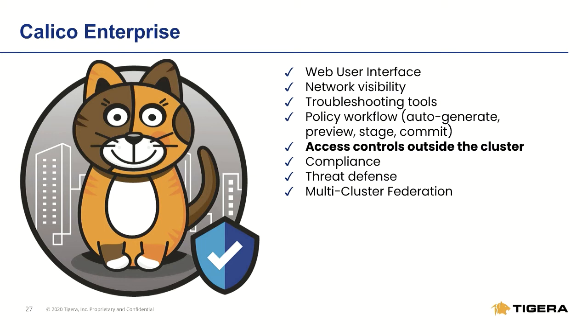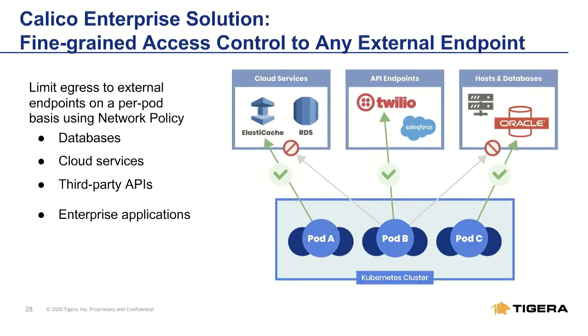We also offer some more advanced capabilities as you move into stages 4 and 5, such as compliance reporting, threat defense. We block a lot of the common hacks that you can find in the news, for example. And we also do multi-cluster federation, where you get to the point that you have multiple teams running multiple clusters, and you'd like to basically manage those all in a central way.